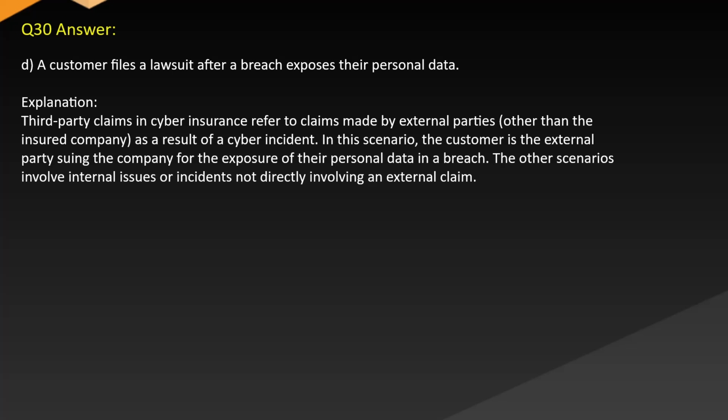Answer: D. A customer files a lawsuit after a breach exposes their personal data. Explanation: third-party claims in cyber insurance refer to claims made by external parties other than the insured company as a result of a cyber incident. In this scenario, the customer is the external party suing the company for the exposure of their personal data in a breach. The other scenarios involve internal issues or incidents not directly involving an external claim.